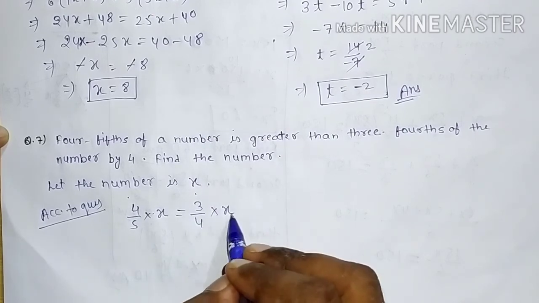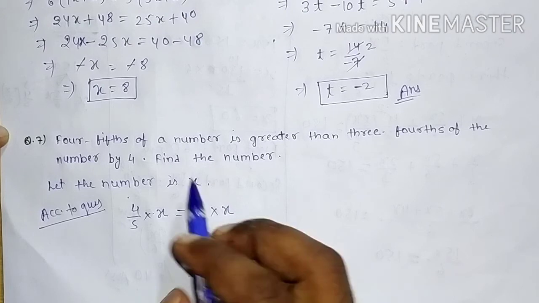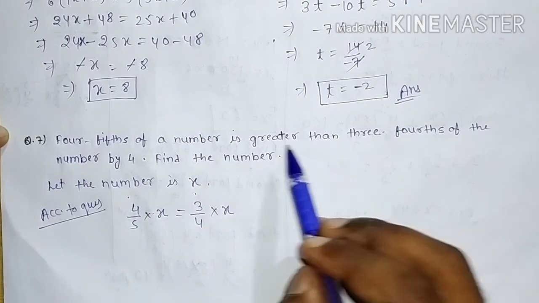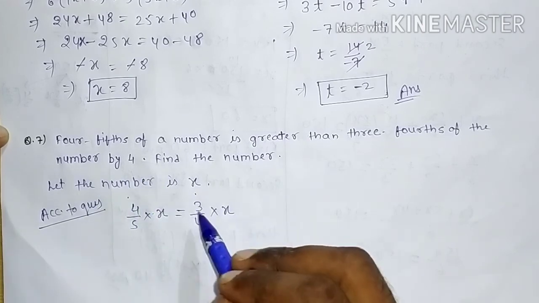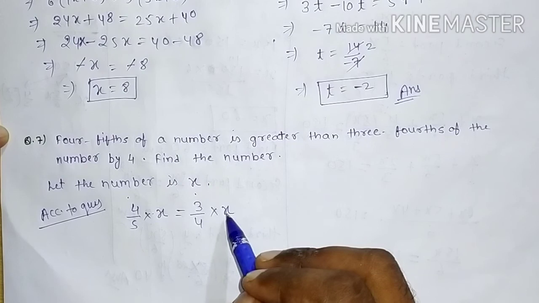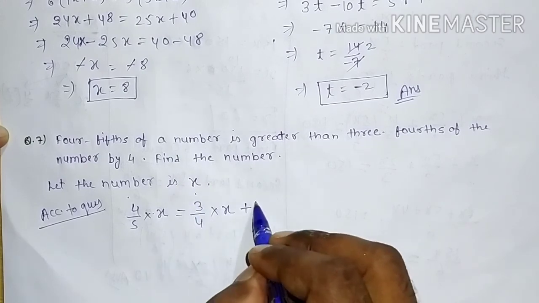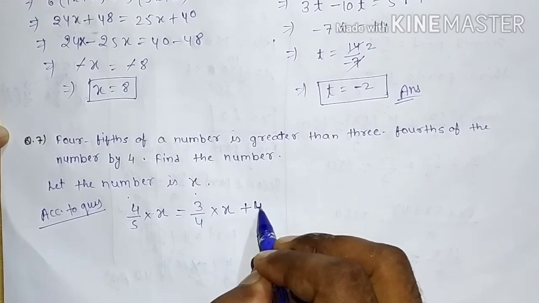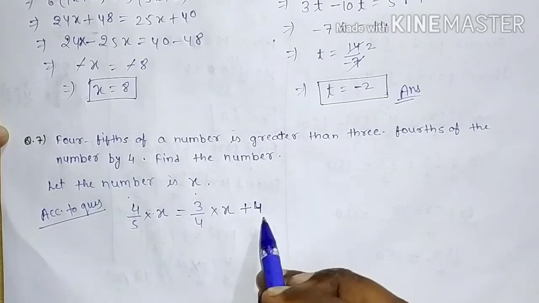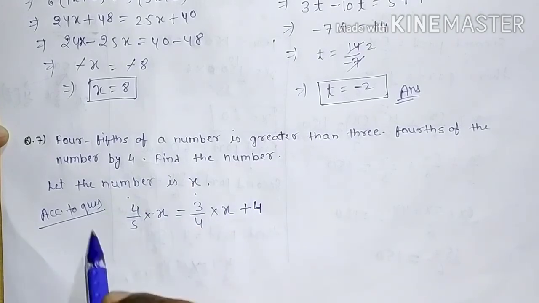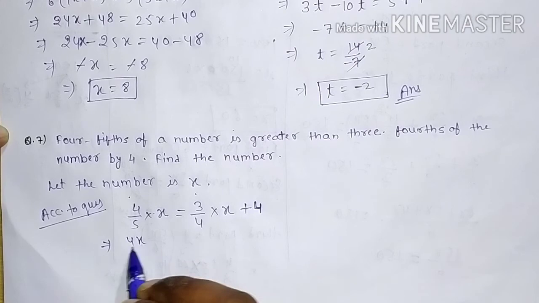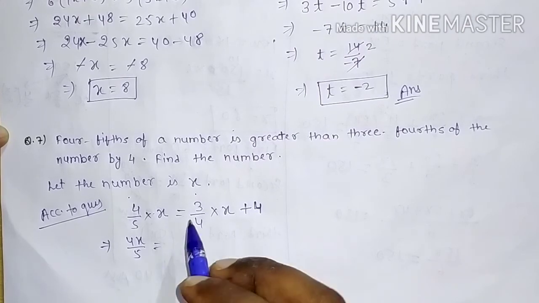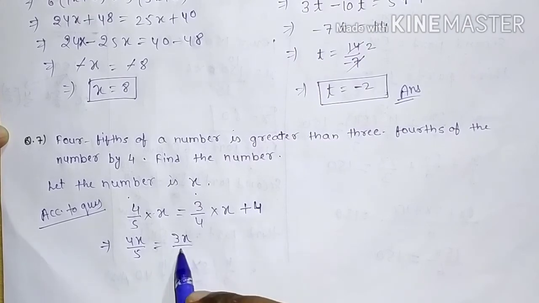that means 3/4 multiplied by x, by 4, that means greater than 3/4 of the number by 4. This is 3/4 of a number, that means 3 by 4 and x plus 4. It is greater by 4. So this is plus 4. This equation is formed here. Simply we have to simplify this. So 4 by 5 into x, that means 4x divided by 5. This equals 3x divided by 4 plus 4.